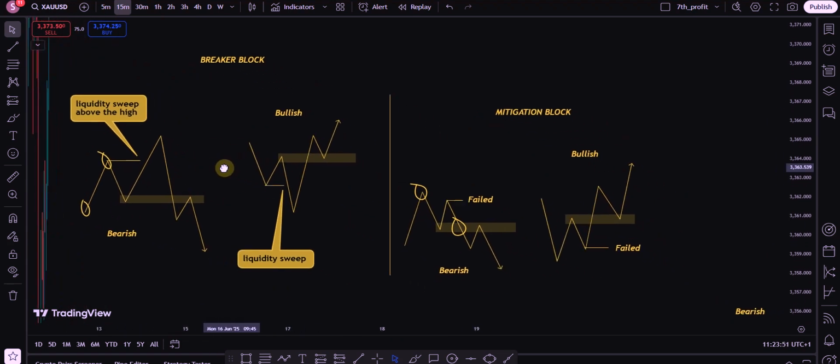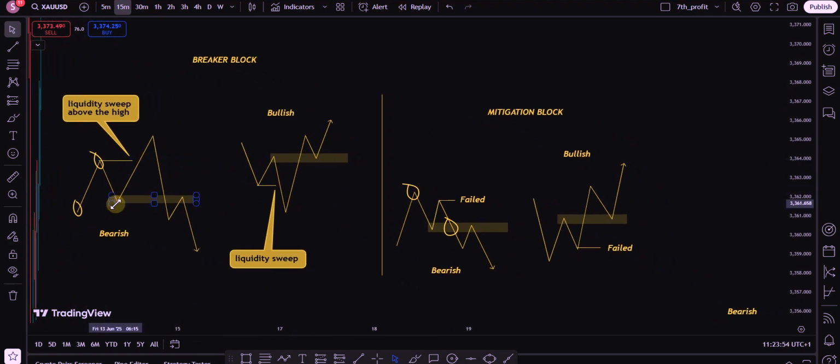Once again, for a breaker block to be valid, there should be a liquidity sweep above the high, as you can see right here, before there is a market structure shift right here. Right here there should be a fair value gap or an imbalance. This is not a must, but if there is, the setup is high probability. So you wait for the market to retest and continue to the downside.